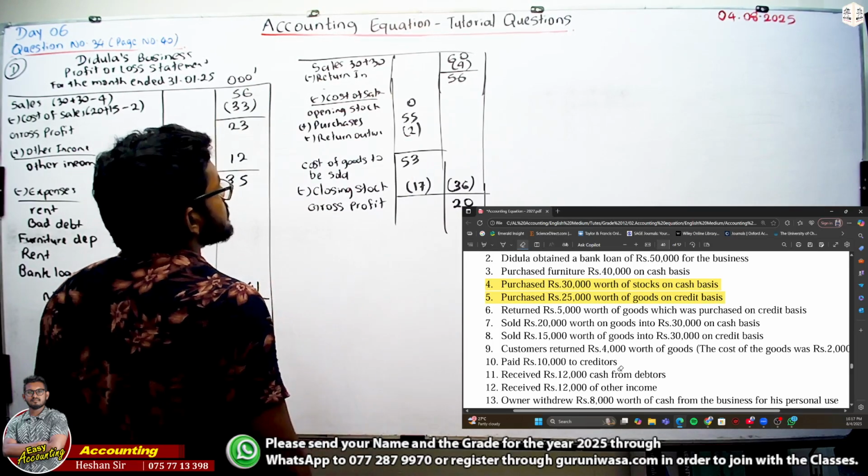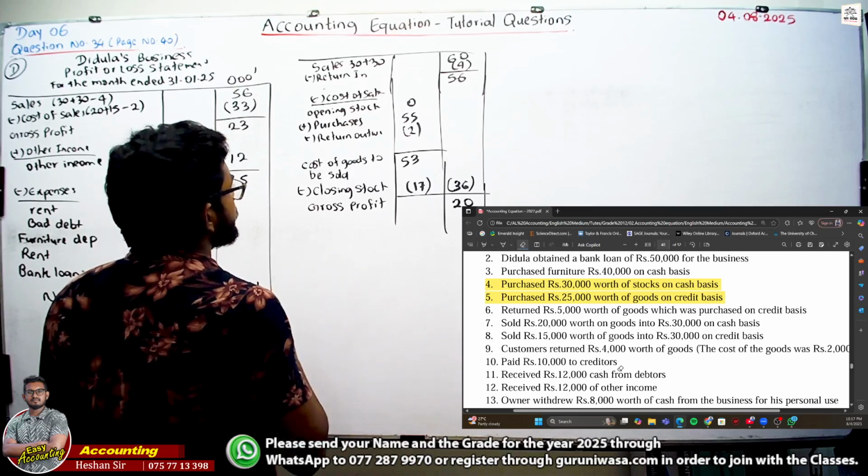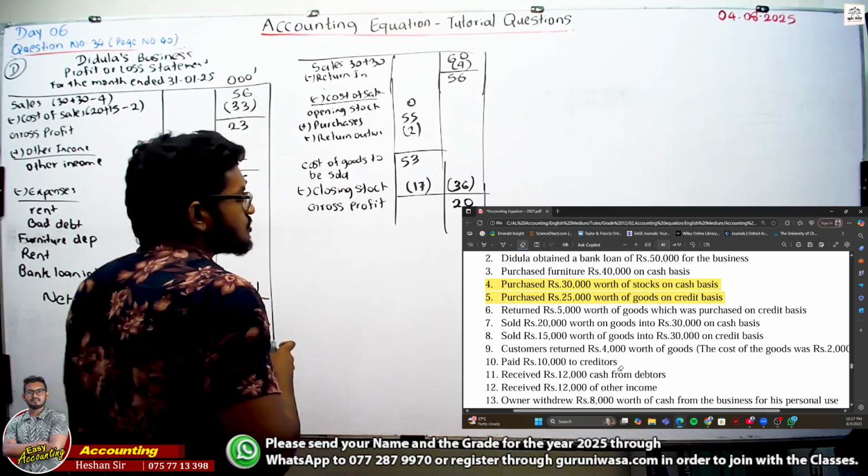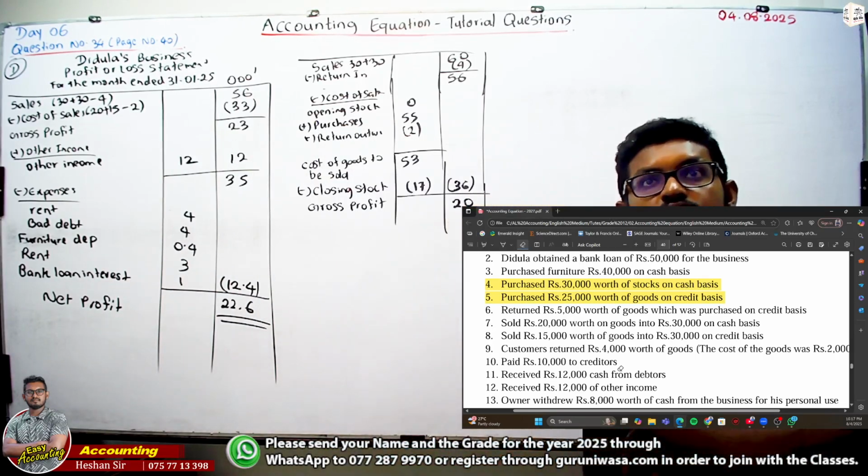Just see opening stock 0. Purchases only 55, right? Any other purchase?